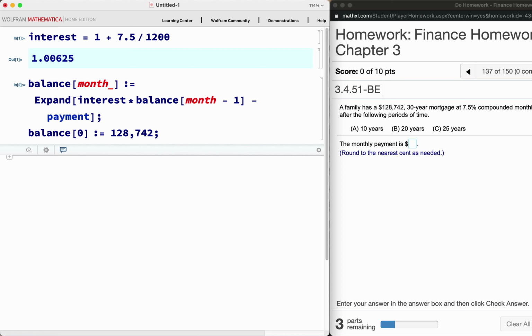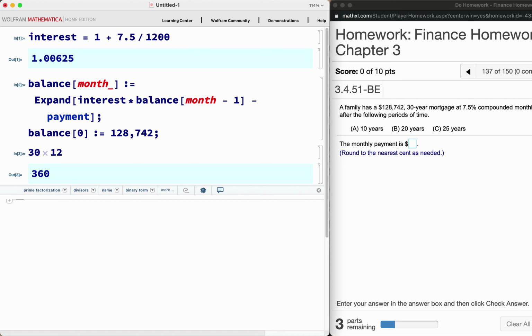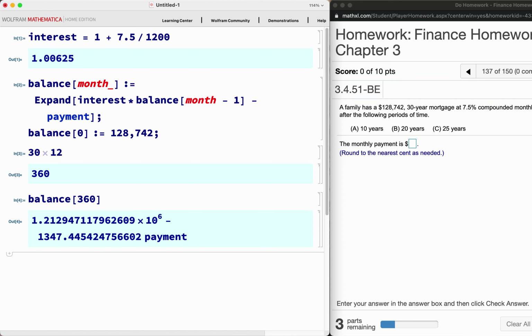This function represents the problem. It's a 30-year mortgage. Right over here, I can see it's a 30-year mortgage. So how many months are there in 30 years? There are 360 months in 30 years. So balance 360. So this is my resulting equation. Now remember, after 360 months, my balance is going to be 0.